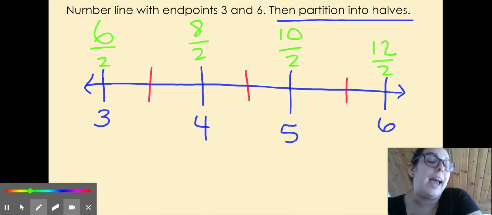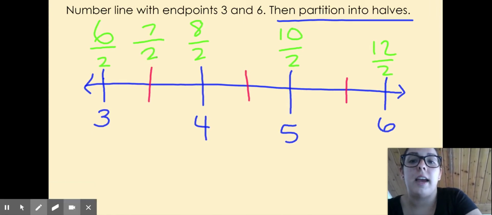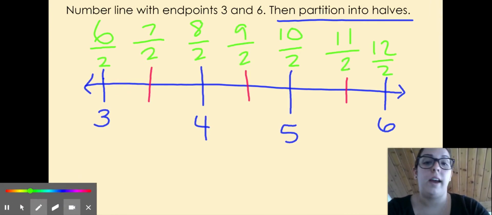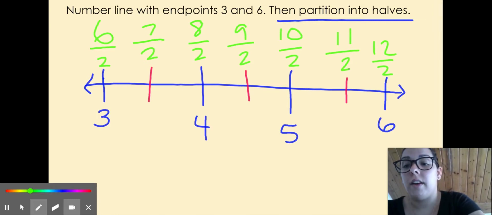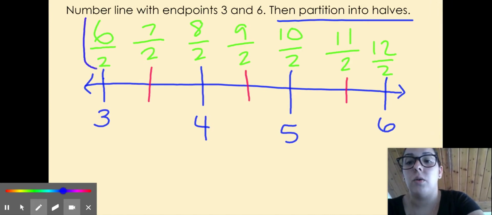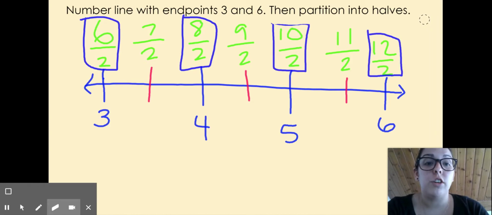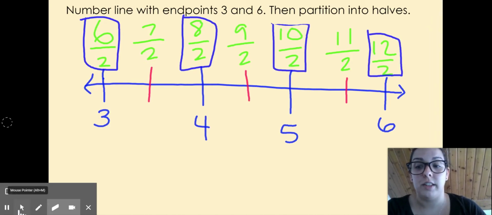Now I can easily go back and label my partitions. So if this is 6, I know my next one is going to be 7 halves. Go ahead and finish the rest of the number line. So you can see that we have finished labeling our number line with not only the whole numbers, but the partitions as well. Now, a lot of the problems are asking you to box the whole numbers. So go ahead and do that. Pause the video and box the numbers. Okay, so your number line should look something similar to this.